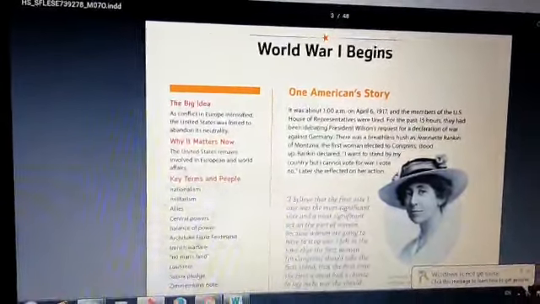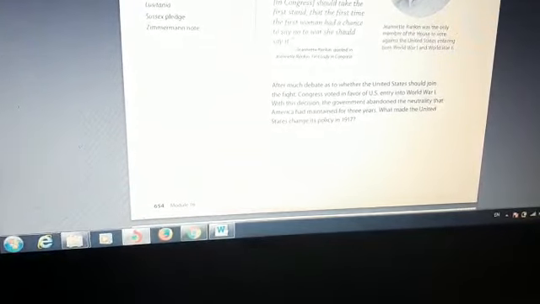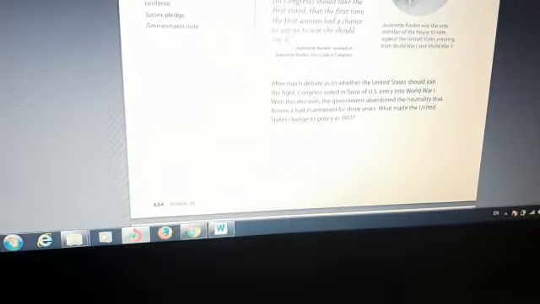Actually, I would like to remind you of the page numbers. This is page 654. After much debate as to whether the United States should join the fight, Congress voted in favor of the US entry into the World War I. With this decision, the government abandoned the neutrality that America had maintained for 3 years. What made the United States change its policy in 1917?